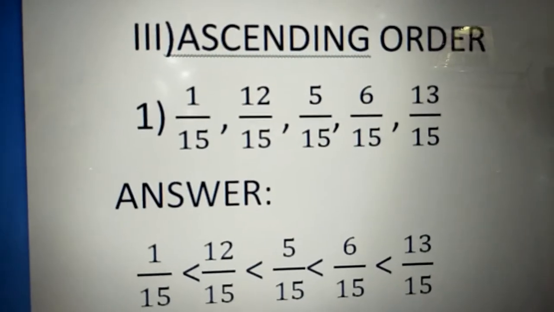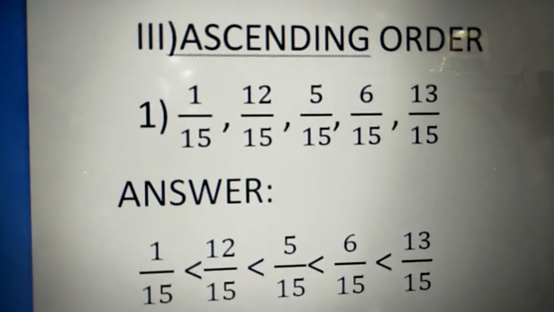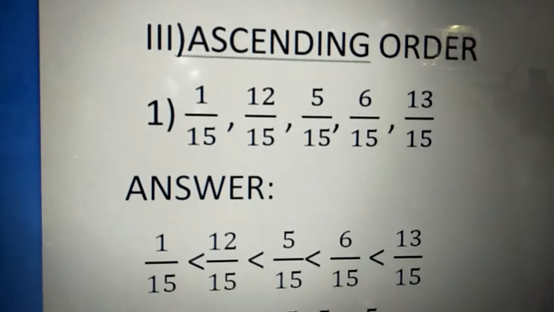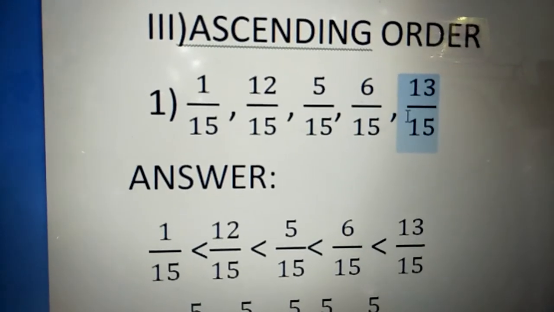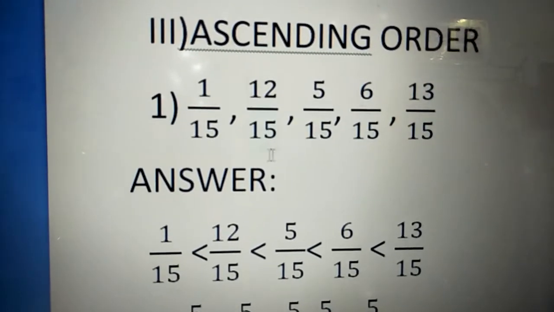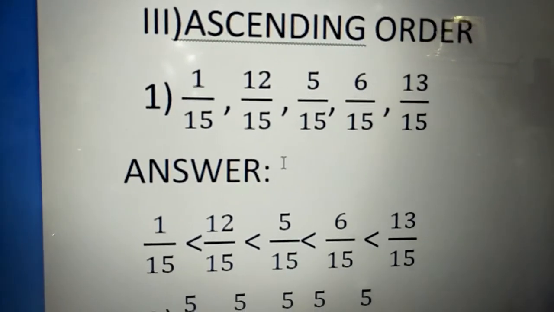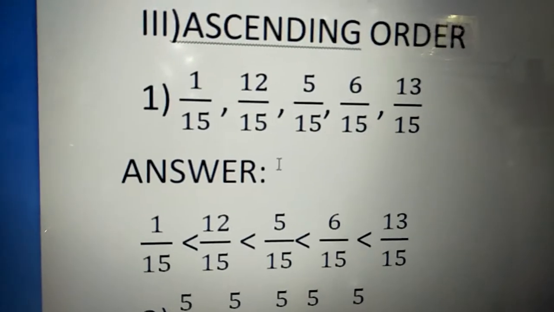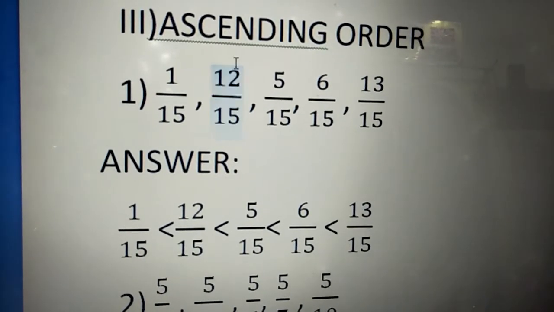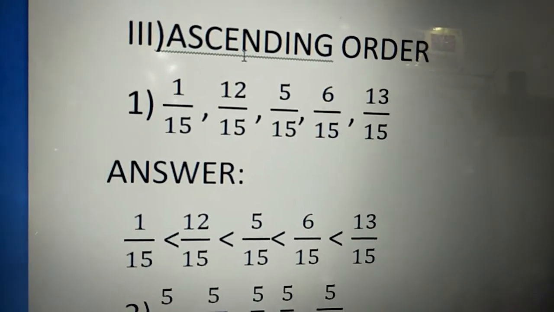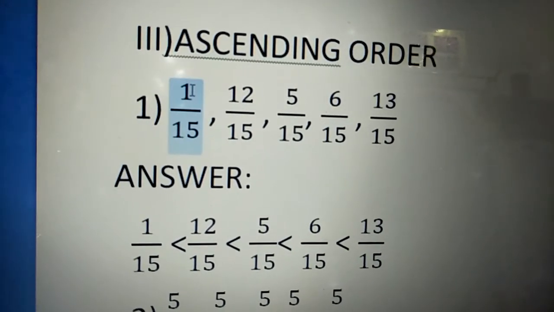Our third heading is ascending order. I given the problem 1 divided by 15 and 12 divided by 15, 5 divided by 15, 6 divided by 15, 13 divided by 15. See here, children, we have both denominators are same, so we can compare easily. Just you refer the numerator alone. So ascending means smaller to greater. So which one is the smaller number in the numerator? Yes, 1 is the smaller number.